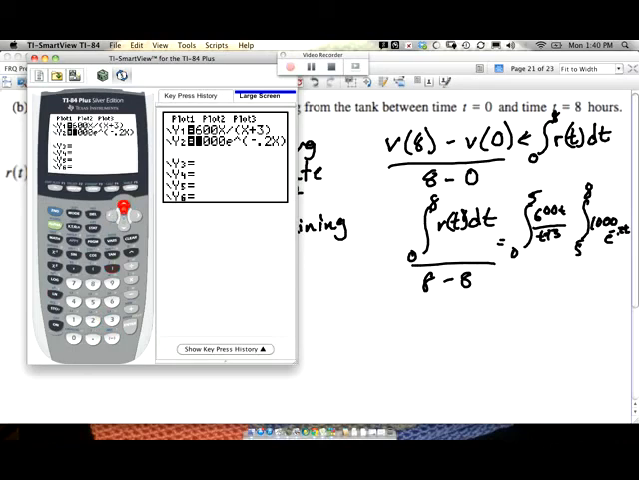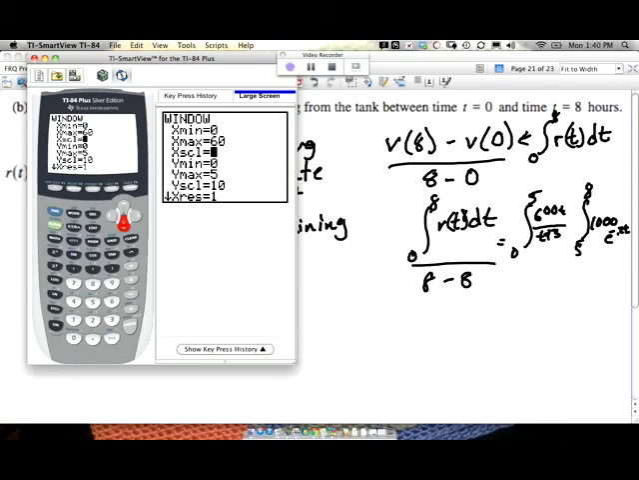Right, so I'm going to turn off y2, I'm just going to do y1 for a second, and I'm going to do that from 0 to 5. I need to go from 0 to 8, I guess you could say.